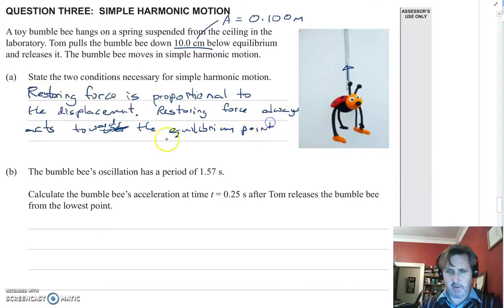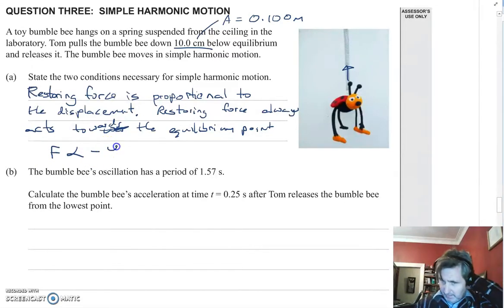Now you could also say that if I wanted to do this using an equation, I could just say that F is proportional to negative y. So the force acts in the opposite direction to the displacement, but it's proportional to it. Right, so the bumblebee has an oscillation period of 1.57 seconds. That's our time.